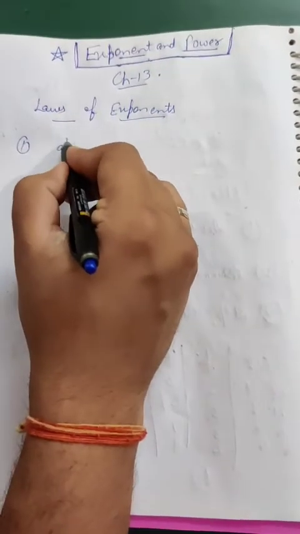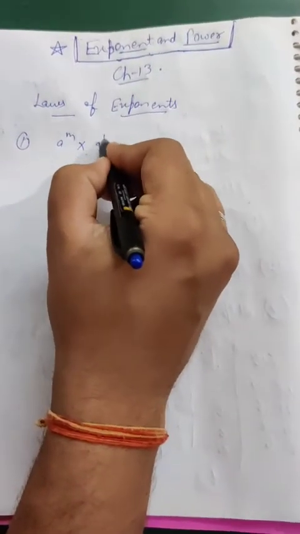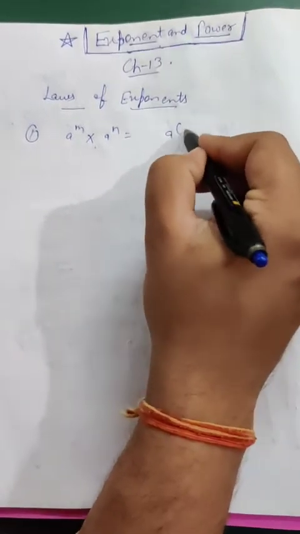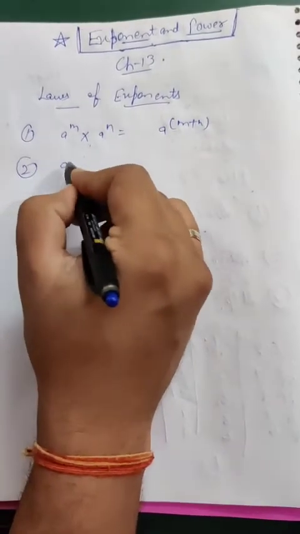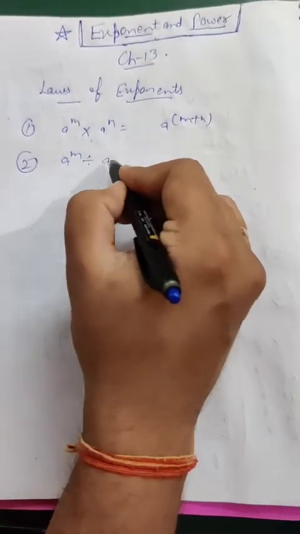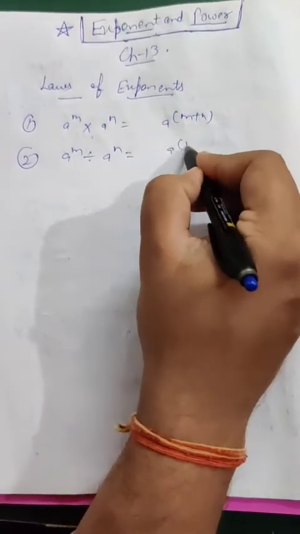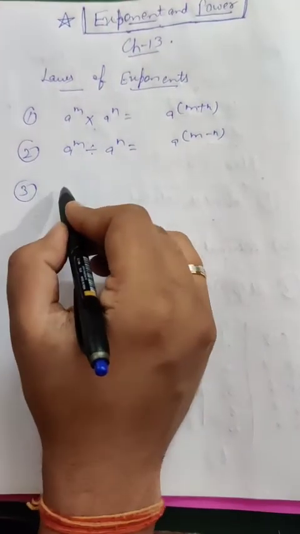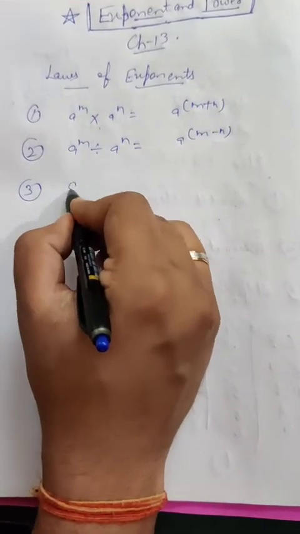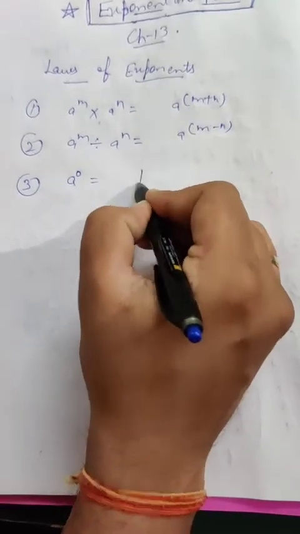First is a raised to the power m multiplied by a raised to the power n, that is a raised to the power m plus n. Second is a raised to the power m divided by a raised to the power n, that is a raised to the power m minus n. Then next is a raised to the power 0, that is 1.